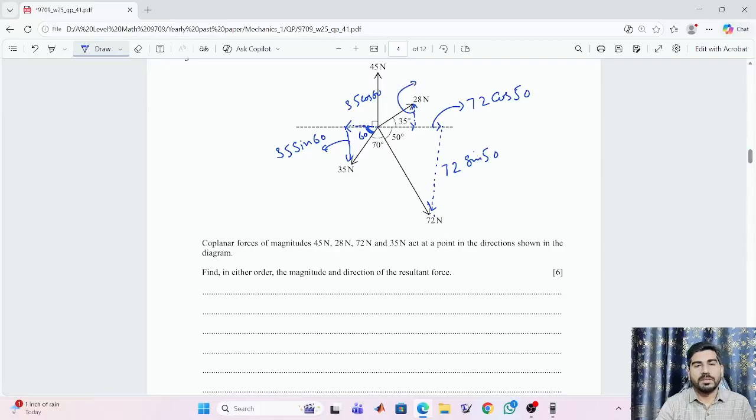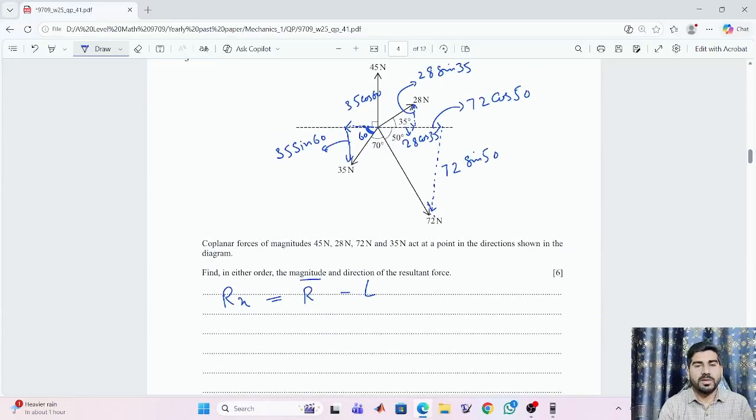This is the vertical component, opposite to the 35 degree angle, so 28 sin 35 degrees, and the last component is 28 cos 35. This is just the resolution of forces. Now we want to find the magnitude. First we need to find the resultant forces along the x-axis and the y-axis. So I consider Rx, the x component of the resultant force. It will be the forces acting rightward minus the forces acting leftward.